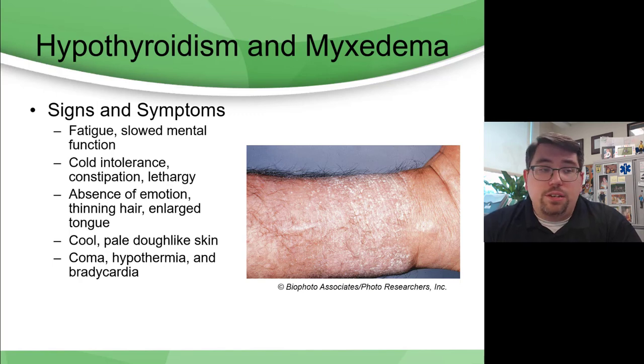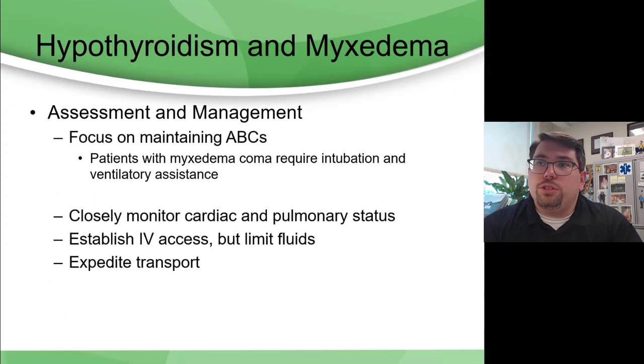And then eventually it can lead to where they'll be in a coma, maybe they're going to have hypothermia and even bradycardia. Most of your focus with patients who are suffering from myxedema coma requires intubation. You've got to get a tube when you're dealing with myxedema coma patients. That's very important. You have to maintain that airway. You have to closely monitor their pulmonary status and their cardiac status because of that.